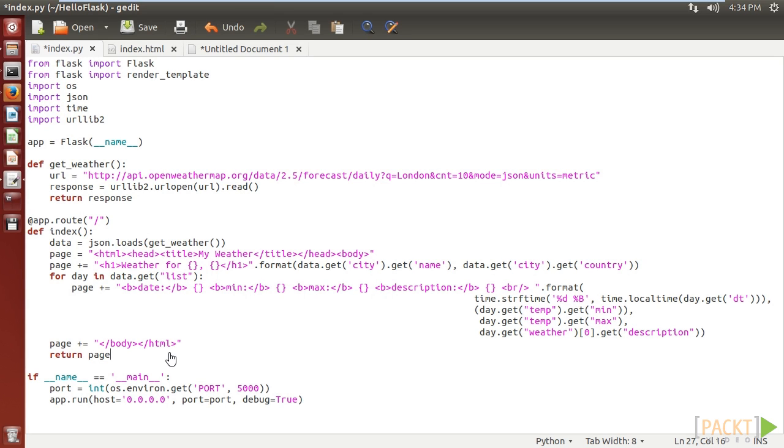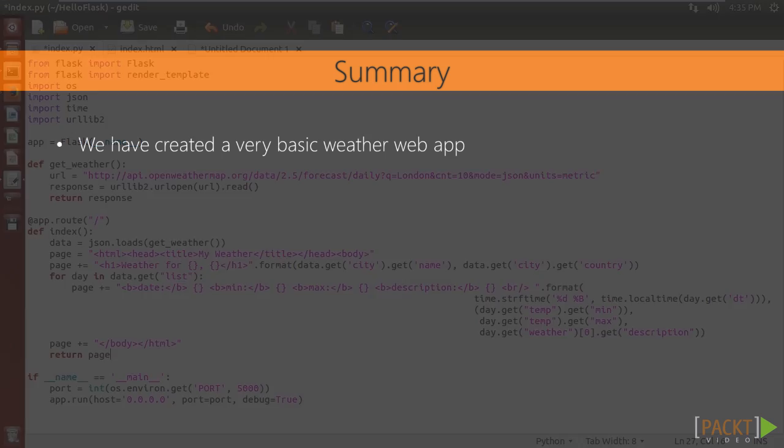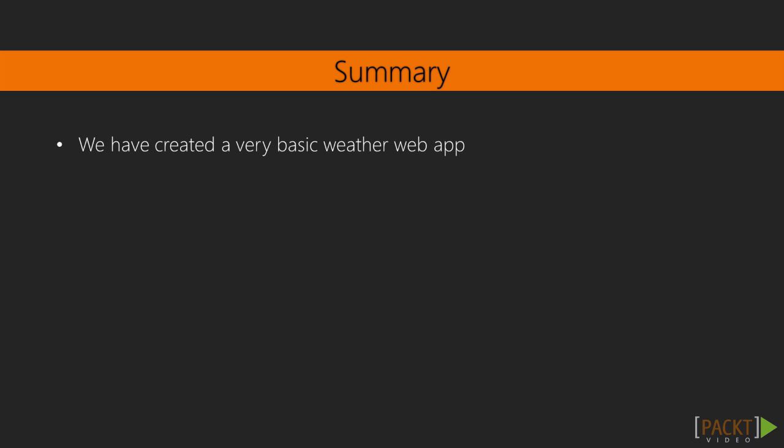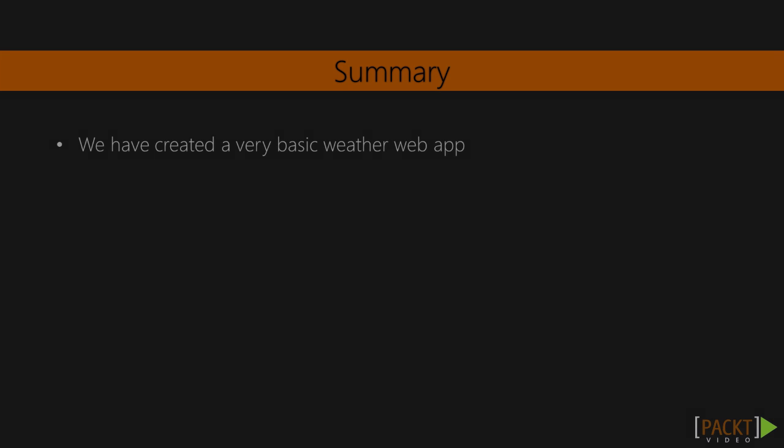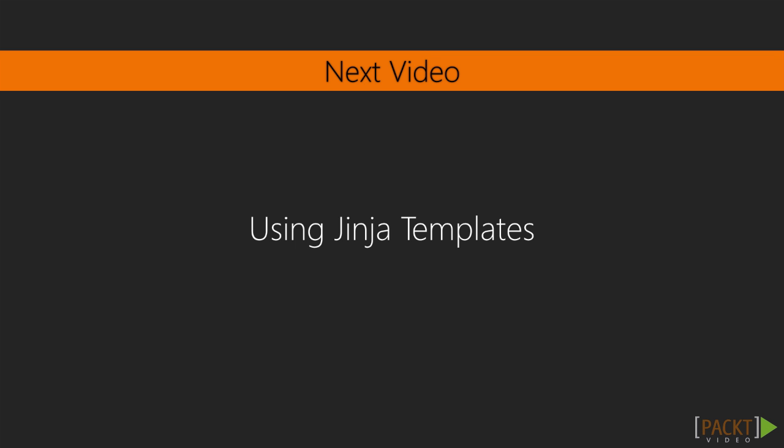In Flask, we can return this simply by returning the string we built up from within the function that caught the URL route. We now have a very basic weather web app up and running, but building up HTML piece by piece using Python strings, as we have done in this example, is messy and inefficient. In the next video, we'll look at how to use Jinja templates to separate our logic and view components. See you then.